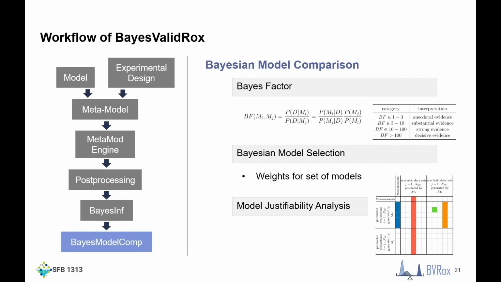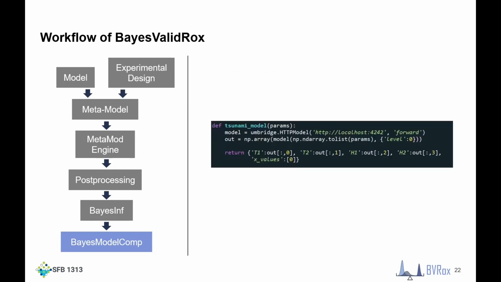Now, sadly, there were no real different models that I could compare for this biomineralization example. But yesterday I managed to get BayesValidRox to accept a UM-Bridge model. It was actually much faster to implement than I expected. It's exactly this much. So this is all the code that you need to use BayesValidRox with a UM-Bridge model just as it is right now.